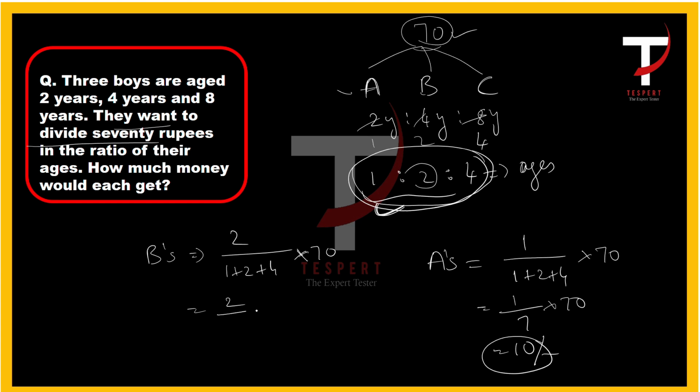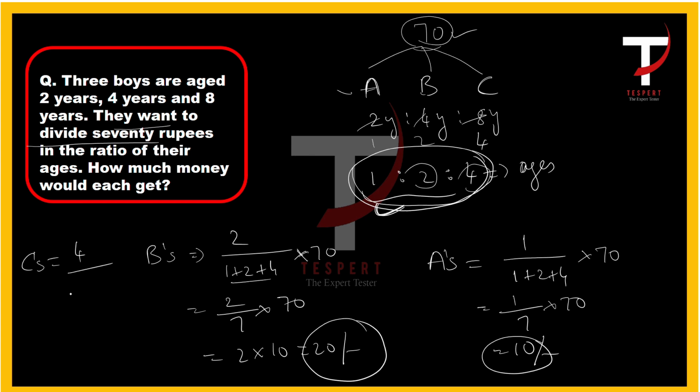So calculate 2 by 7 into 70, which is equal to 2 into 10, that is equal to 20 rupees. So B gets 20 rupees. What about C? C's part is equal to 4, right? 4 by total number of parts, 1 plus 2 plus 4, into total quantity, which is 70. It is equal to 4 by 7 into 70, that is equal to 4 into 10, so 40 rupees. So C gets 40 rupees.